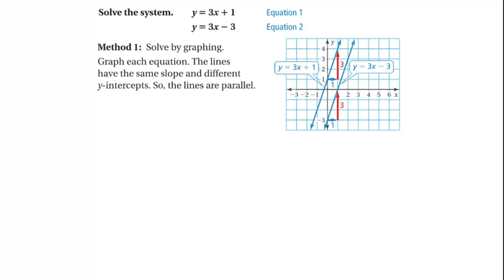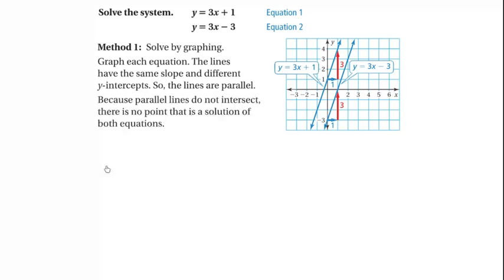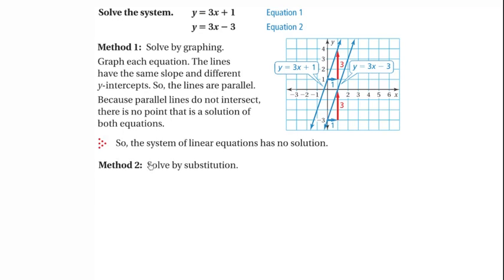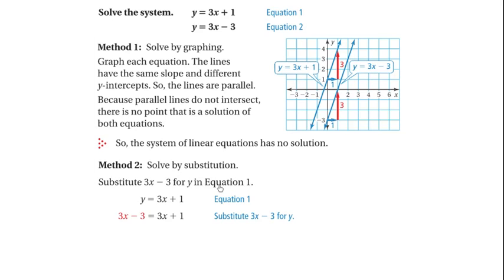Now, if I was going to use the substitution method, by taking one expression for y and substituting it into the other equation, then I would also find that the variable is going to cancel out on both sides. So I'm subtracting 3x from both sides now. It cancels out, and it leaves me with fake math, which you might recall from chapter 1.